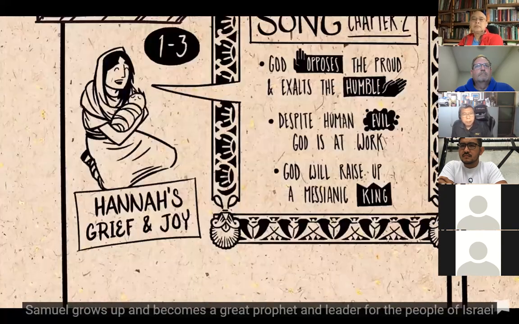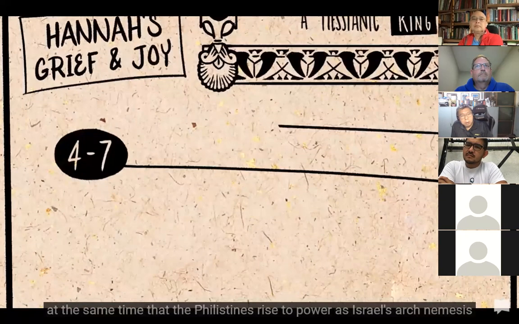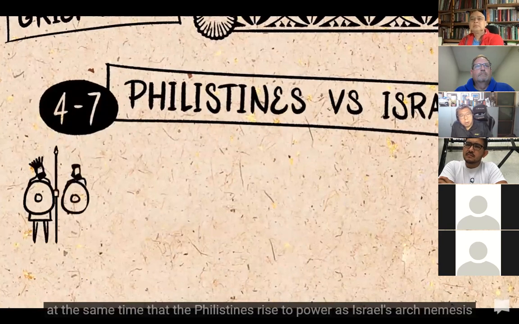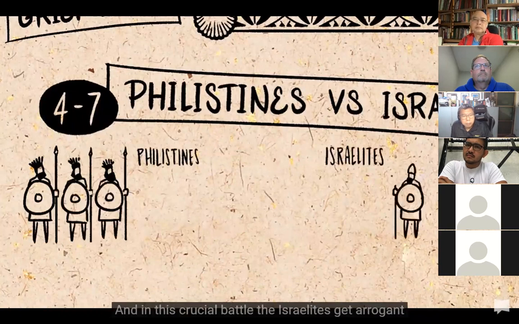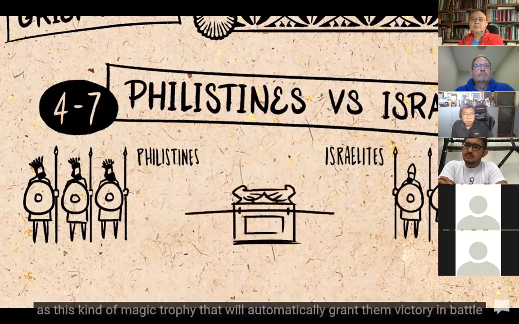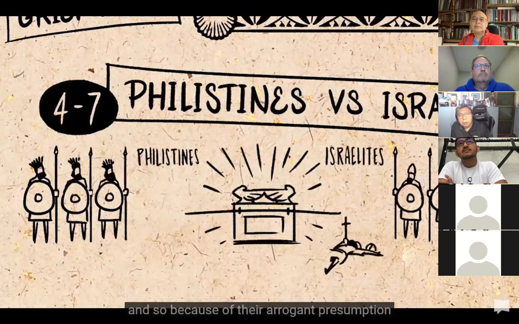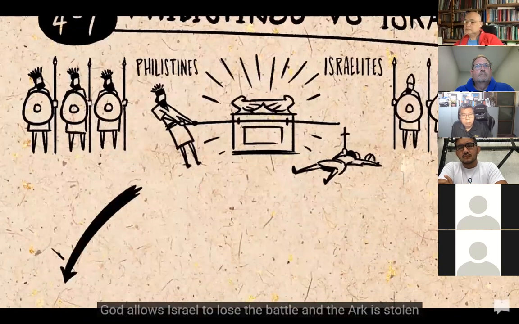Samuel grows up and becomes a great prophet and leader for the people of Israel, at the same time that the Philistines rise to power as Israel's arch nemesis. And in this crucial battle, the Israelites get arrogant, and instead of praying and asking God for help, they trot out the Ark of the Covenant as this kind of magic trophy that will automatically grant them victory in battle. And so because of their arrogant presumption, God allows Israel to lose the battle and the ark is stolen.